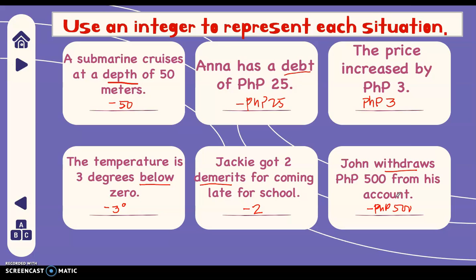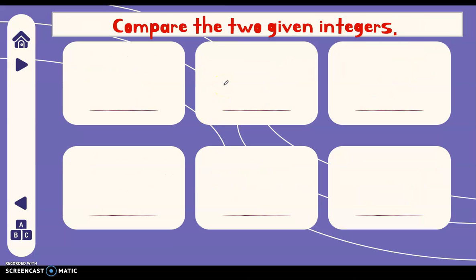So again, if it is positive, no need to put positive sign because automatically it's a positive number. Just like when we have 1 up to whatever number it is, it's positive, we are not going to put plus sign beside it. Now let's compare the two given integers. We have here which is bigger. We write less than or greater than or equal to.